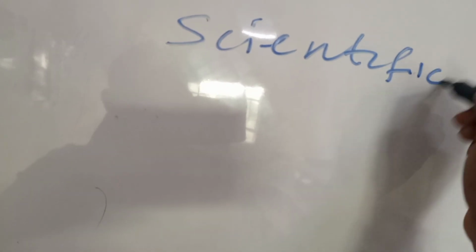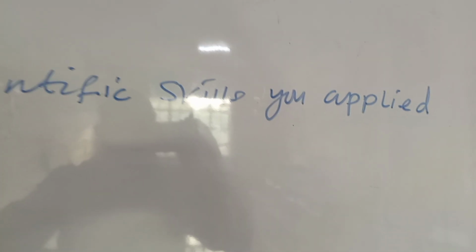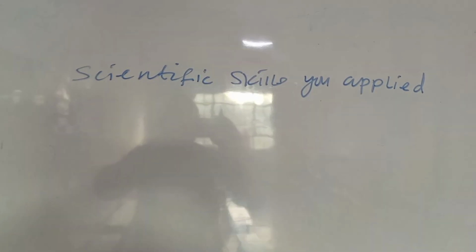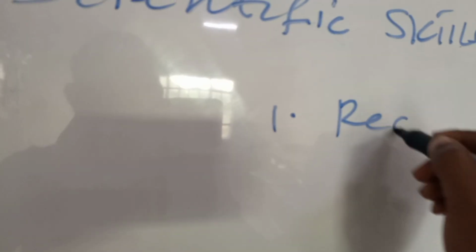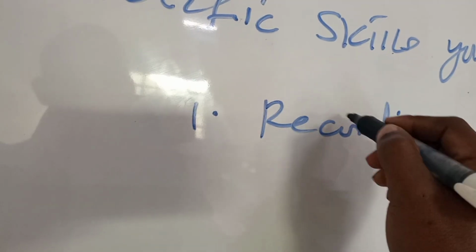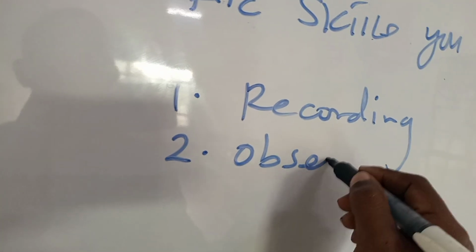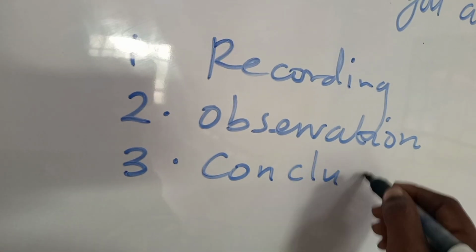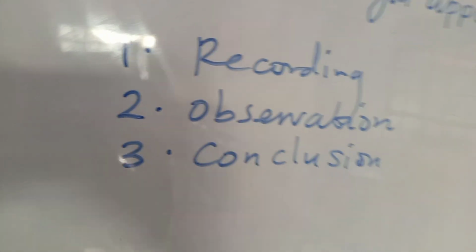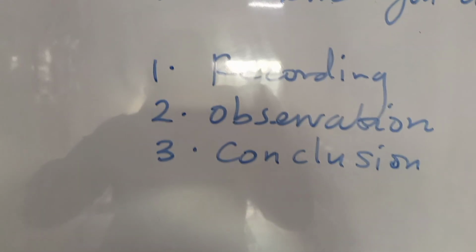Name the scientific skills you applied in this experiment. 1. Recording. 2. Observation. 3. Conclusion. These are the 3 scientific skills that you applied in such an experiment.